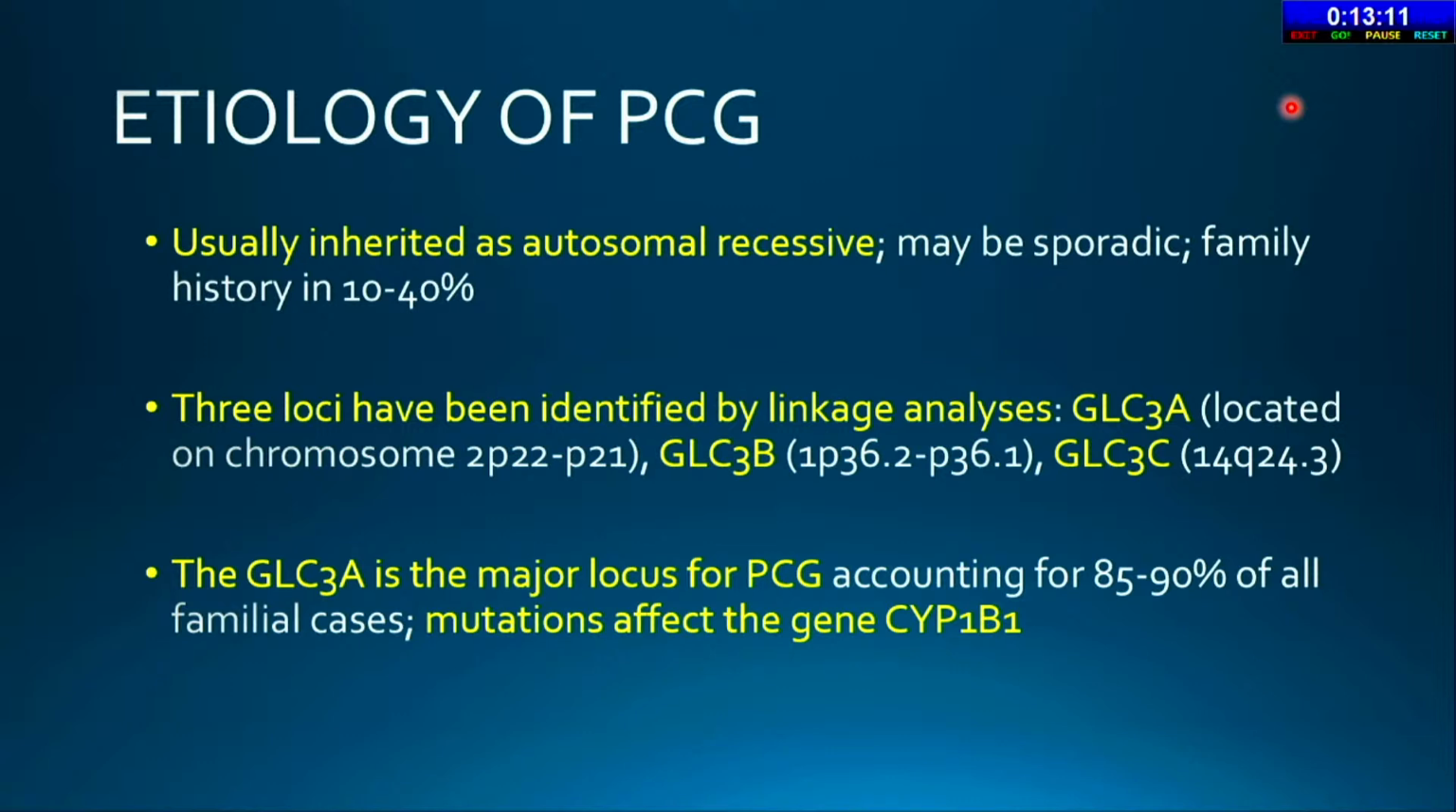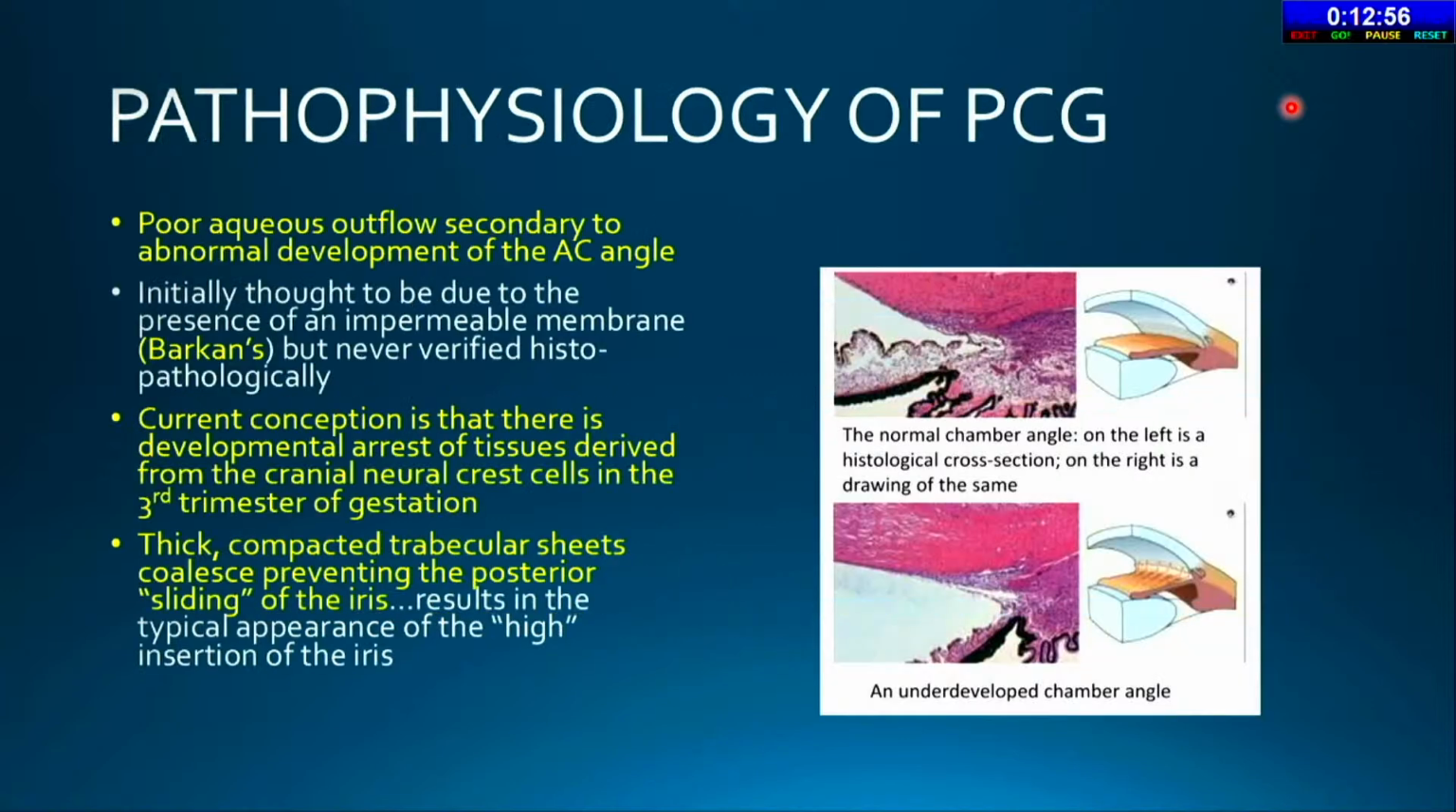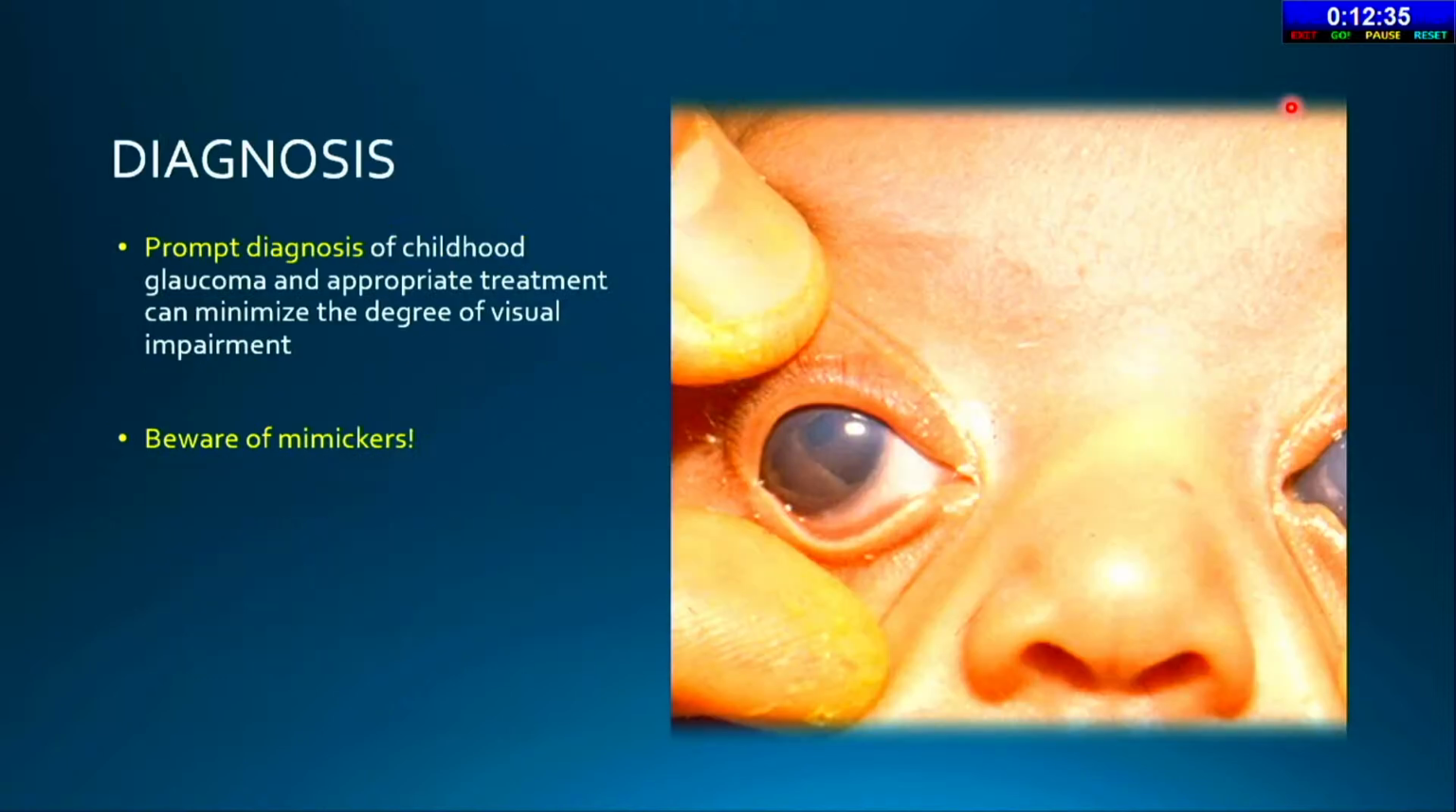The genetics is very important in this condition, and it's usually inherited as autosomal recessive. Three loci have been identified: GLC3A, 3B, and 3C, and GLC3A is the major locus, and it codes for the gene called CYP1B1. Regarding the pathophysiology, it was initially thought there's a pretrabecular membrane called the Barkan membrane, which obstructs the aqueous, but subsequent studies have not established this membrane. The current conception is that there's a developmental arrest of tissues in the third trimester of gestation. This causes thick and compacted trabecular sheets, and this prevents the posterior sliding of the iris.